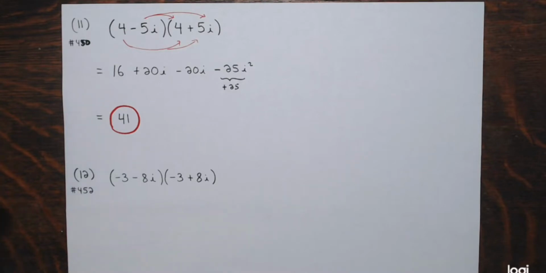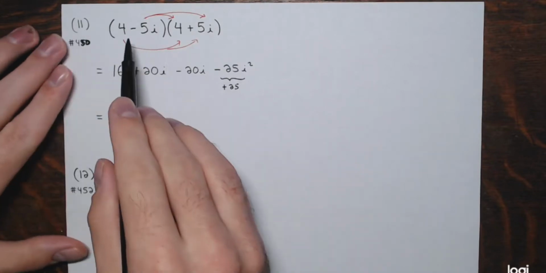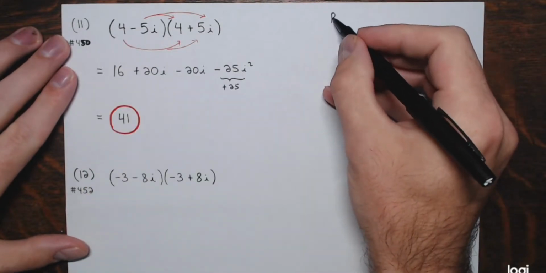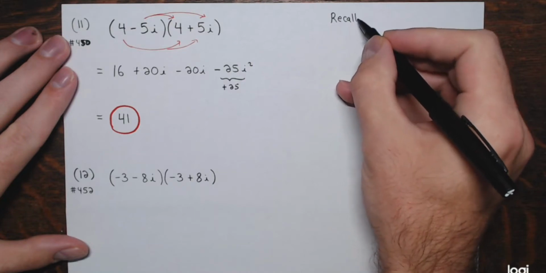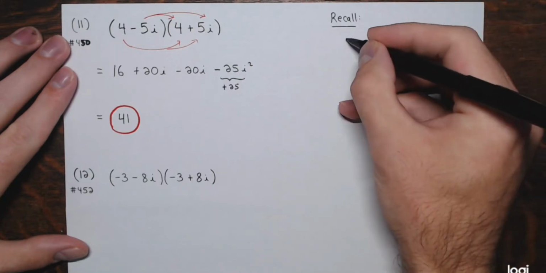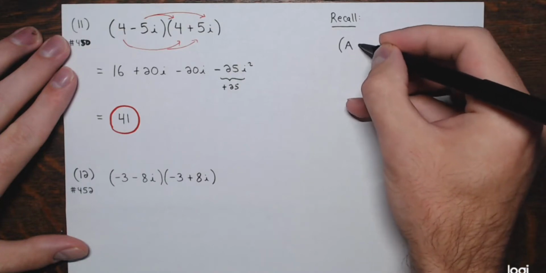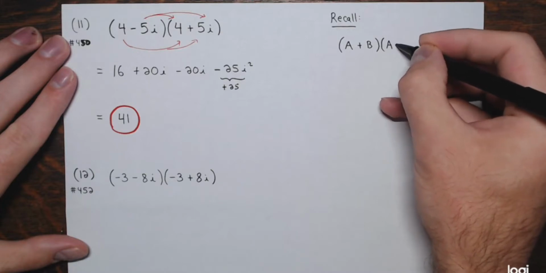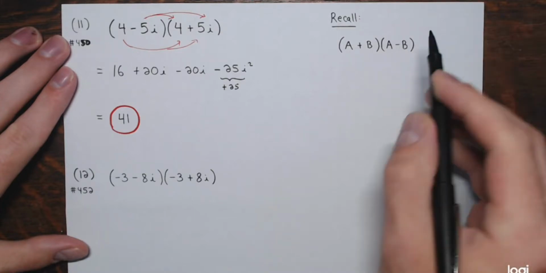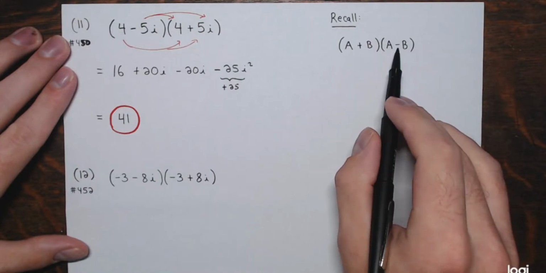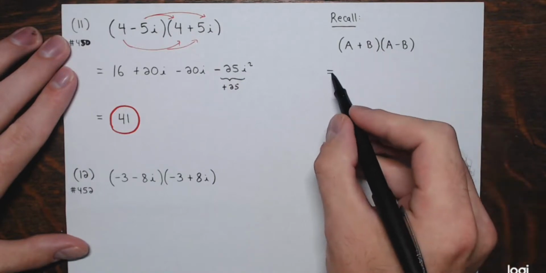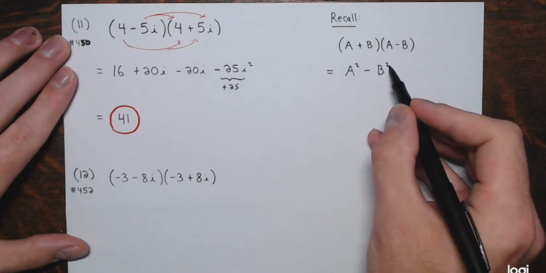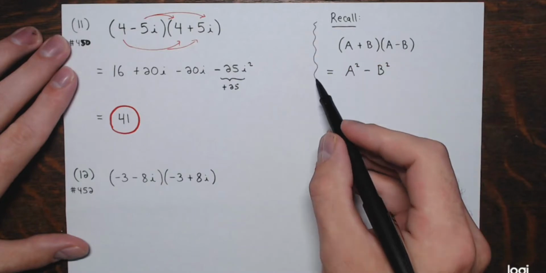Now, another way to do this one is if you were to recognize that these were conjugates, you might recall multiplying conjugates from earlier videos. If you multiply, say, a plus b multiplied by a minus b, right? So they're the same expression, just a different sign in the middle. You end up with a difference of squares, a squared minus b squared. So that might ring a bell.